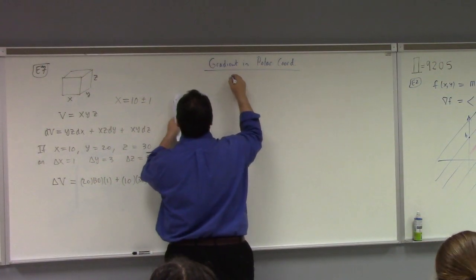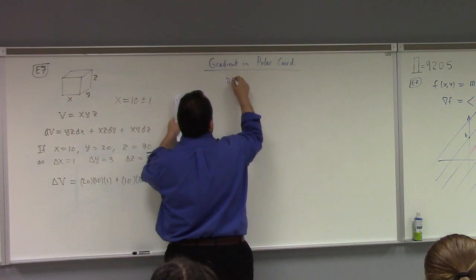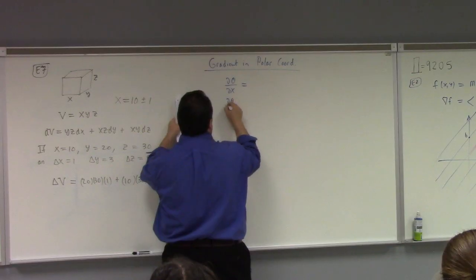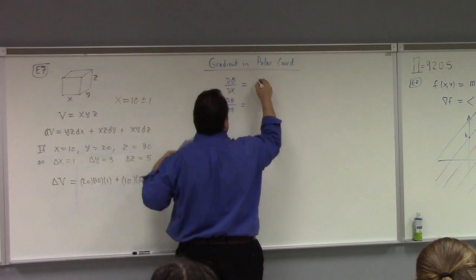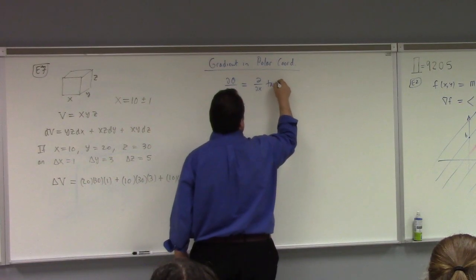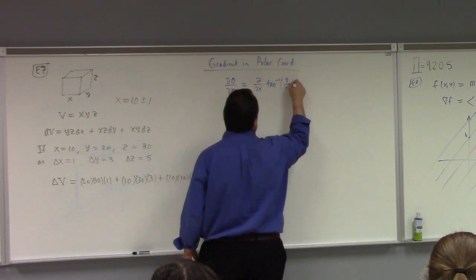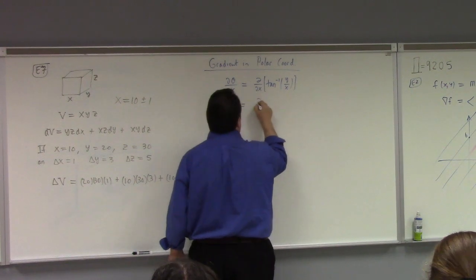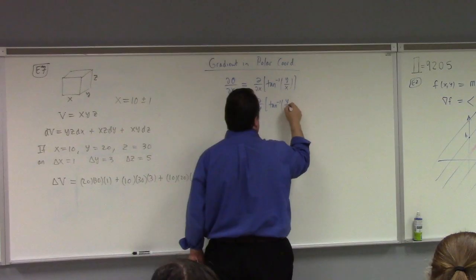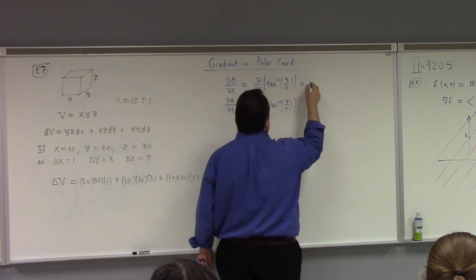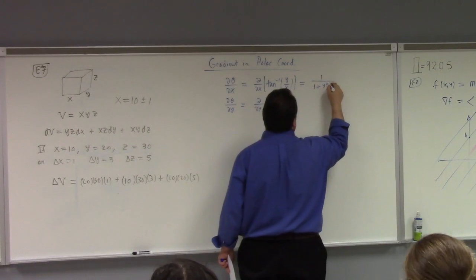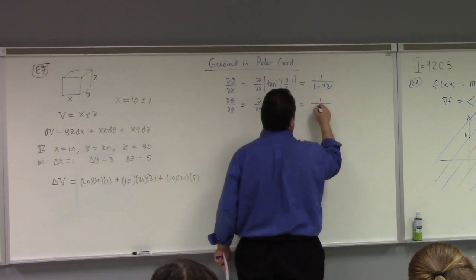All right, so what is partial theta partial x equal to? What is partial theta partial y equal to? Remember, this is partial x of inverse tangent of y over x. And here we got partial y of inverse tangent of y over x. We did these before. It's 1 over 1 plus y squared over x squared, right?